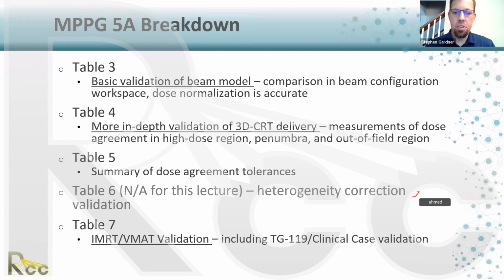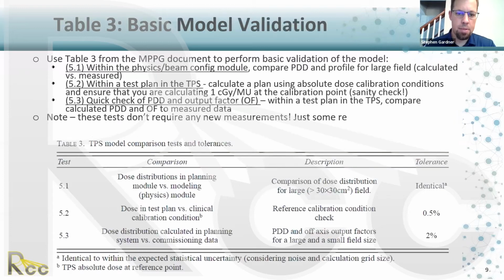Table 6, as I mentioned, we're not going to cover today. We're going to leave that for you to review, but not in this lecture. And then table 7 goes through the IMRT and VMAT validation. So that does include TG119 and clinical case validation. There's a few other elements as well. So we're going to go into this in a little bit more depth.